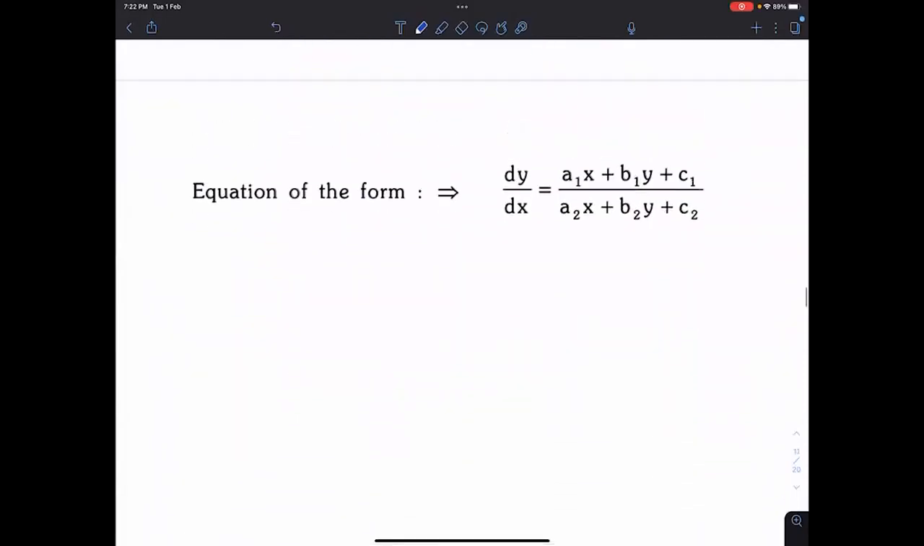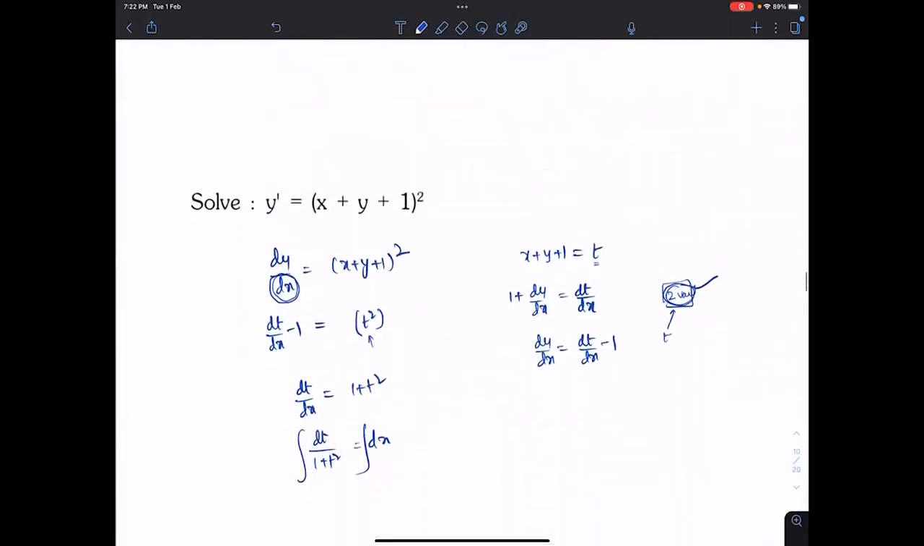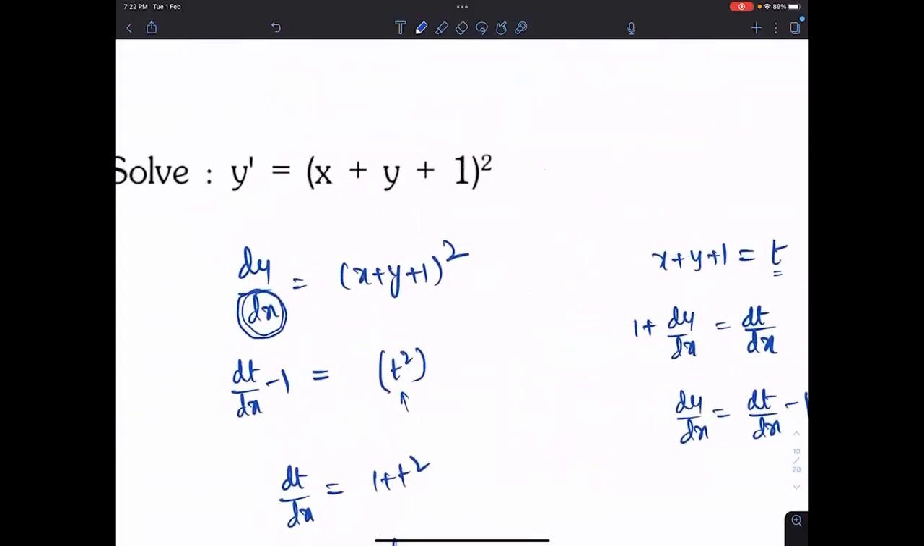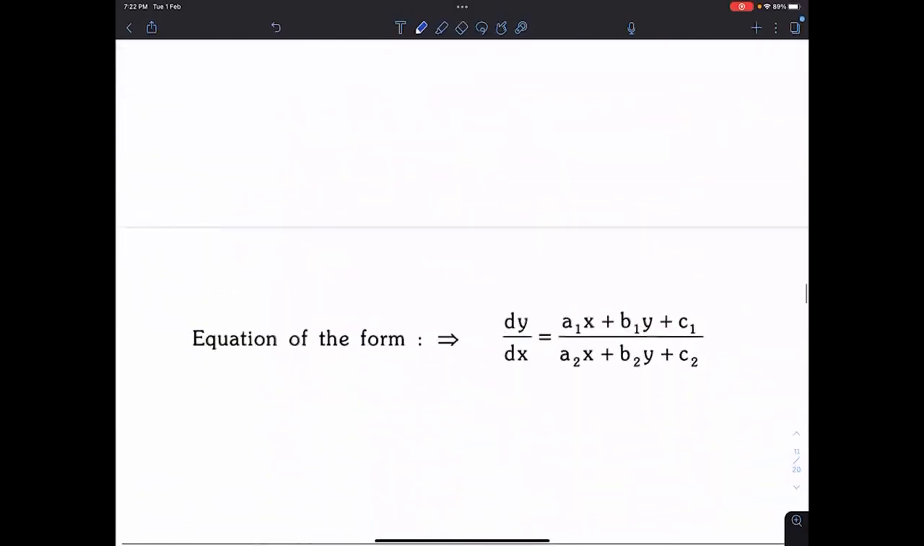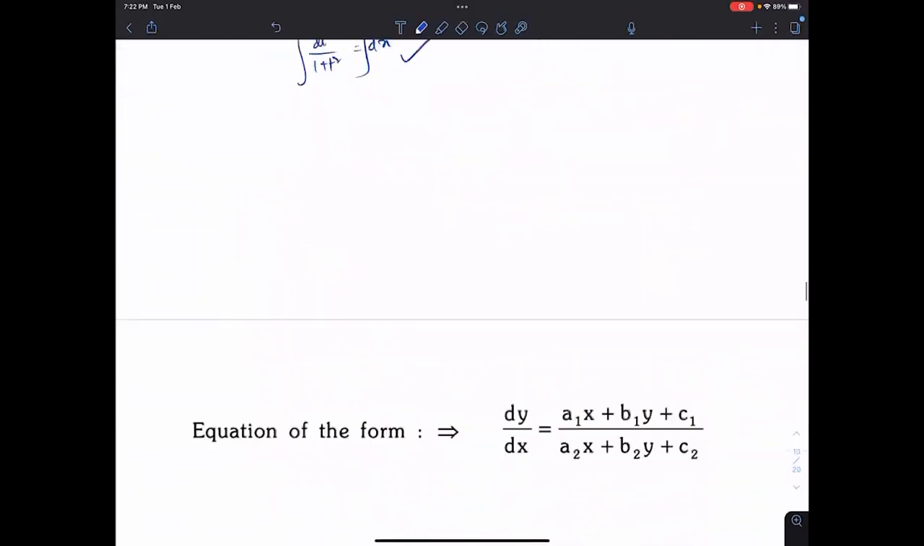Next. So whenever you have something like this, a square inside with both variables, you take that as t. Okay. That is only variable separables. You will get it, but with some substitution.